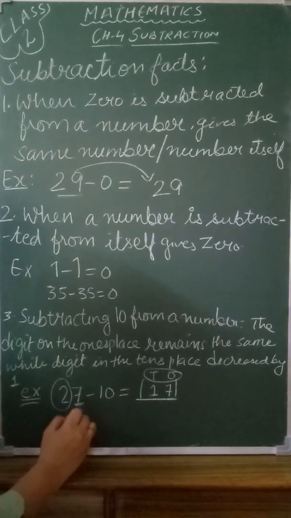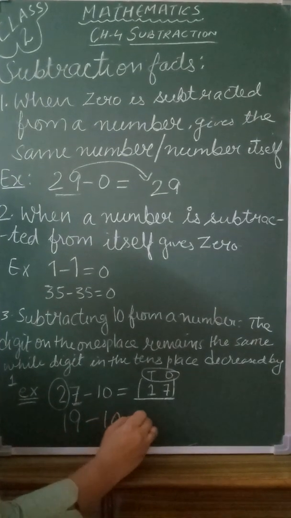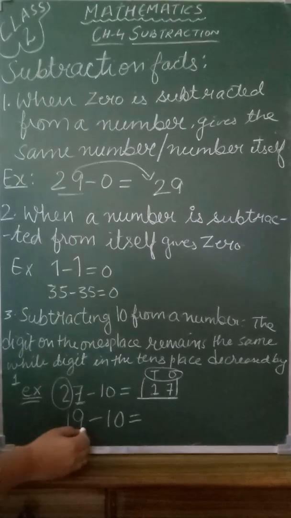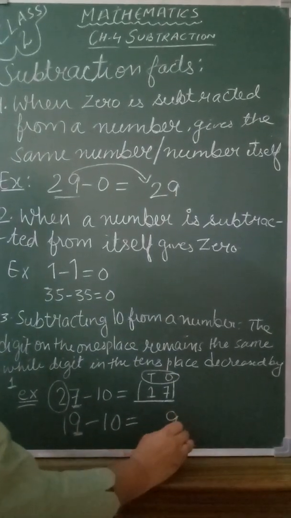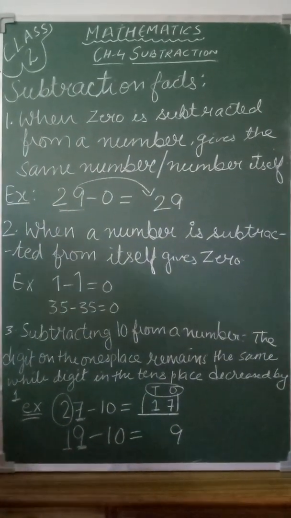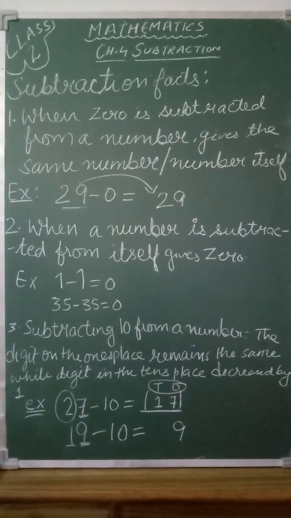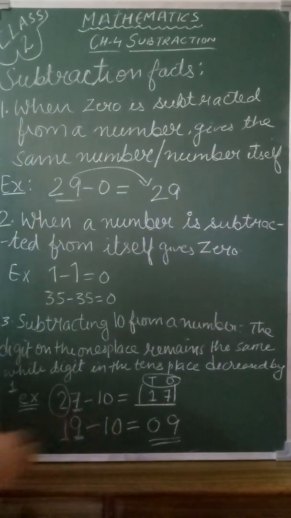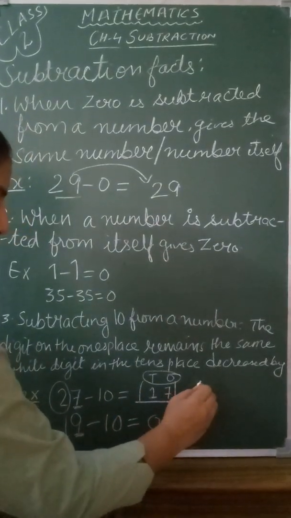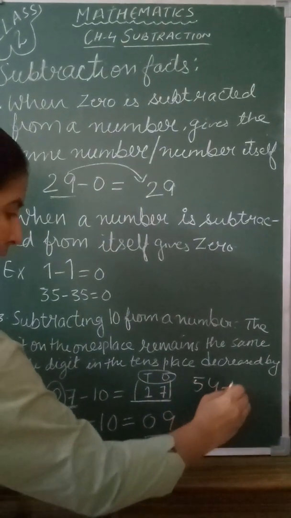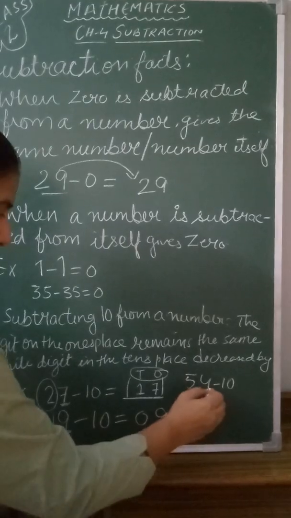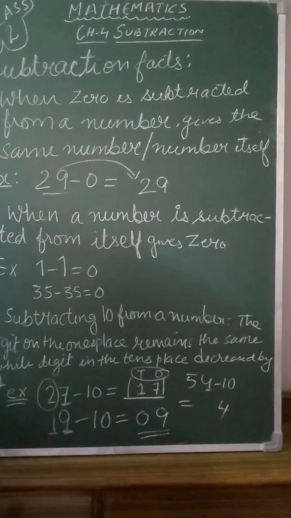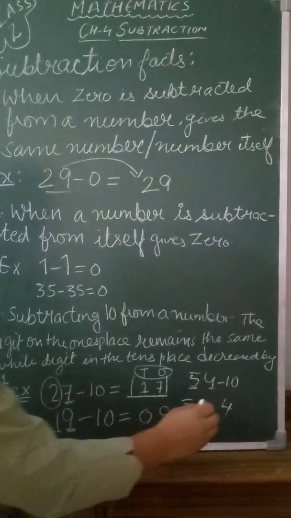Let's take one more example. Suppose your question this time is 19 minus 10. Here the ones place is 9. Write 9 as it is. Now 1 decreased by 1. 1 minus 1 is 0. Let's take one more example, like 54 minus 10. What is the answer here? This is the ones place, right? Ones place as it is. And this is 5, decreased, 5 minus 1. 5 minus 1 is 4.